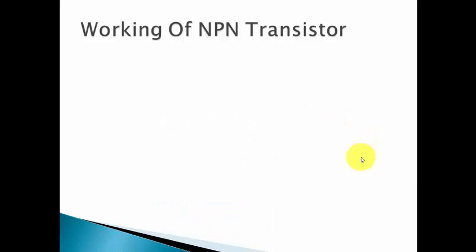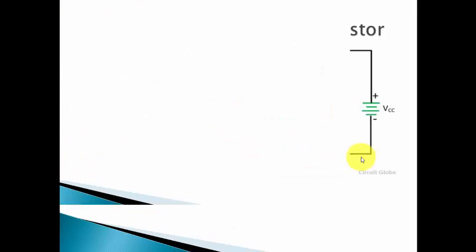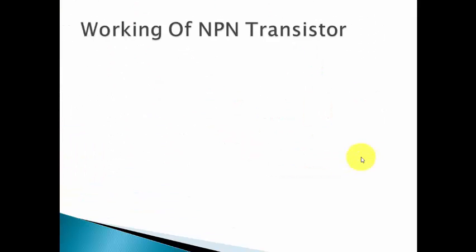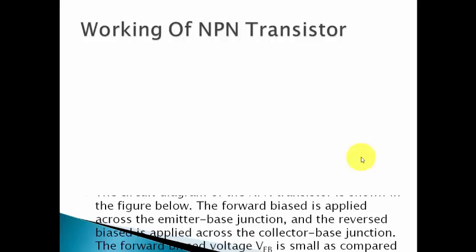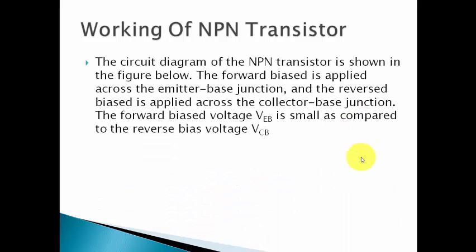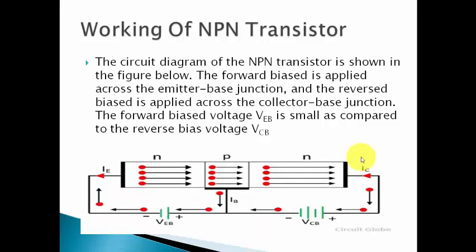Now moving to the working principle of the transistor. What is the working of the NPN transistor? The circuit diagram of the NPN transistor is shown in the figure below. The forward bias is applied across the emitter junction. Okay, this is the forward bias. The negative terminal is connected to the n-type. When both are connected to each other, they will repel each other and they form a forward conduction.